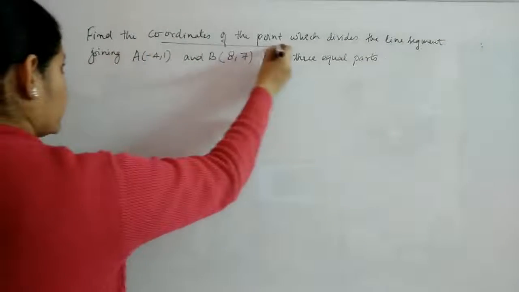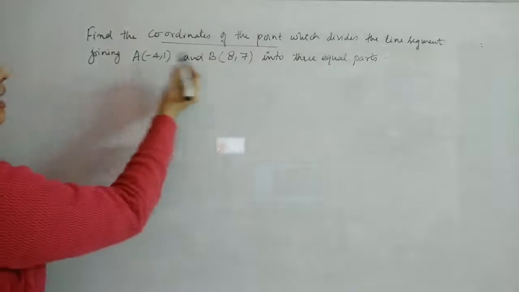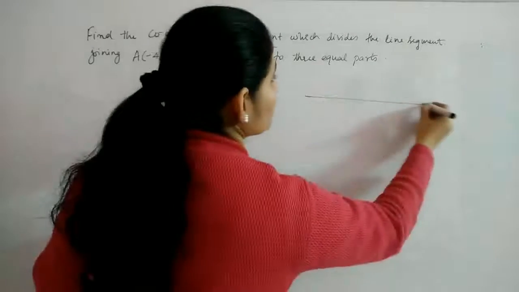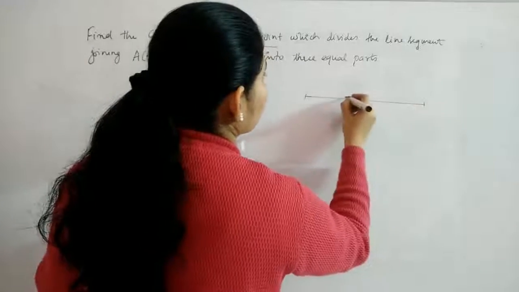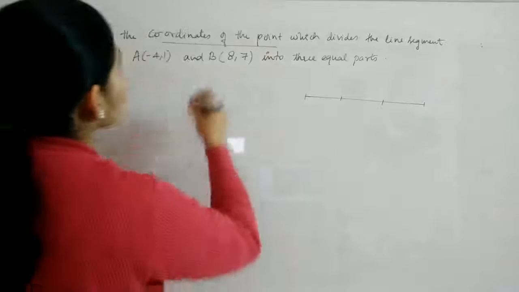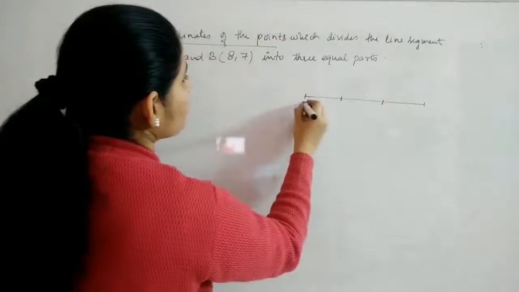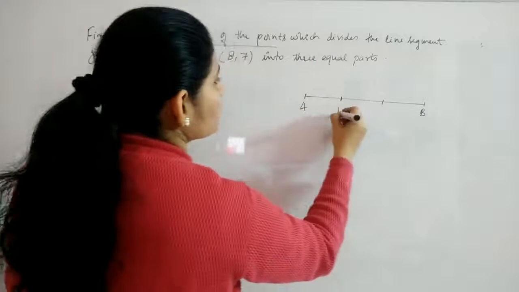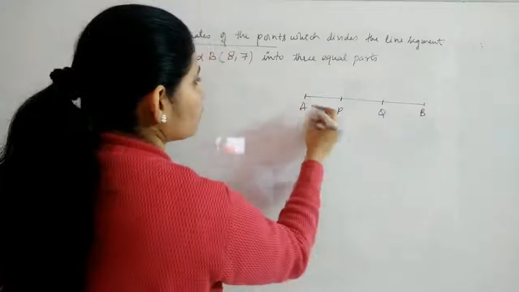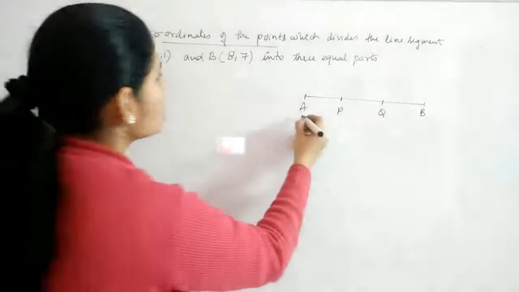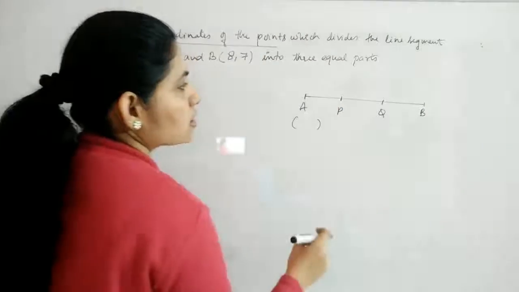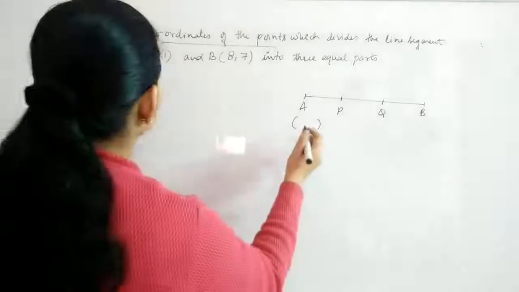Find the coordinates of the points which divide the line segment joining A and B in 3 equal parts. Okay, this is A, this is B. Suppose these are P and Q. So you have to find out the coordinates of P and Q so that this line segment is divided into equal parts by P and Q.